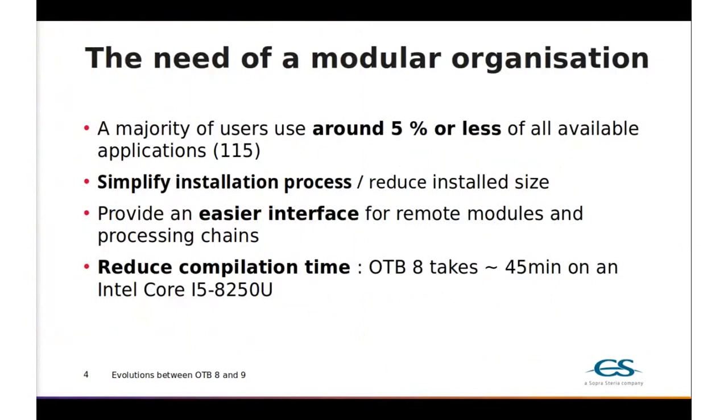So in 2021, we did here a poll, and we see that there is like 5% or less of all available applications that are really used. So the main goal of this modularization is to simplify the toolbox and simplify also the install process and reduce the installed size, because in OTB 8 it was like 9,000 gigabytes for an install.